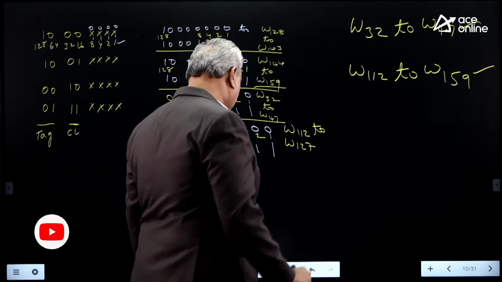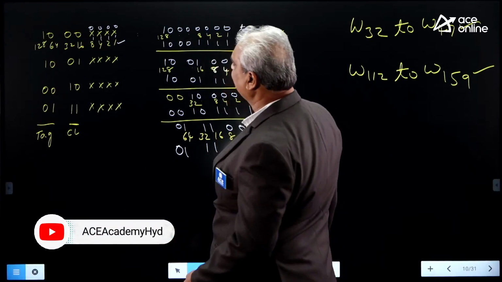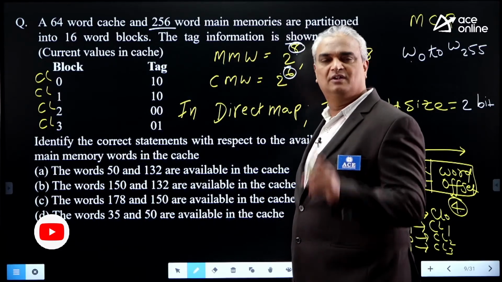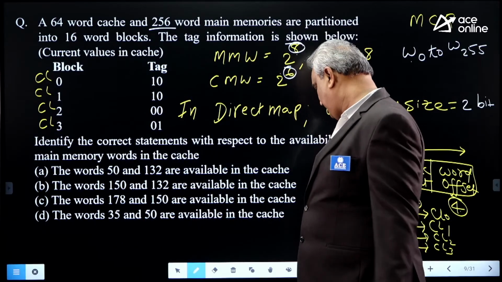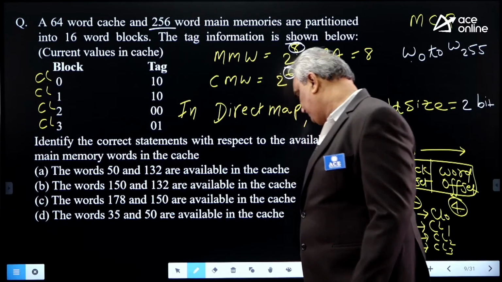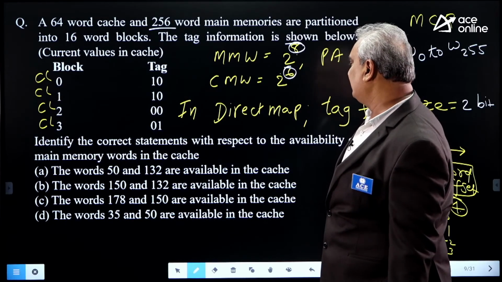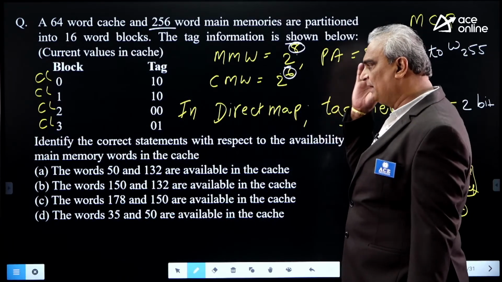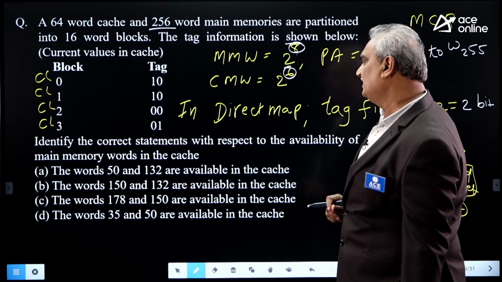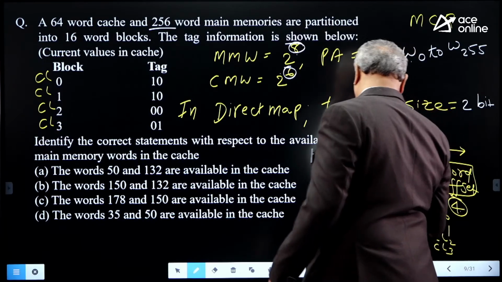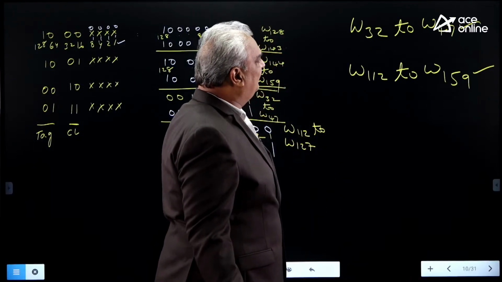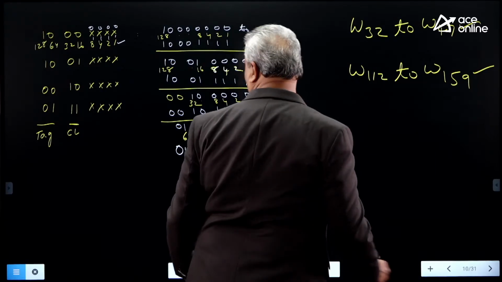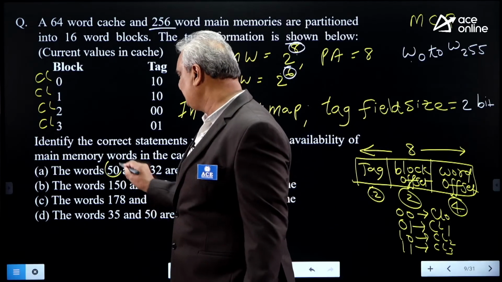Okay, check the options once. It is an MCQ, multiple choice question. Only one correct answer should be there. Identify the correct statements with respect to the availability of the main memory words in the cache. What about the first one? Words 50 and 132 are available in cache. Look here. 50 is not available. 132 is available. Because of 50, it is false.